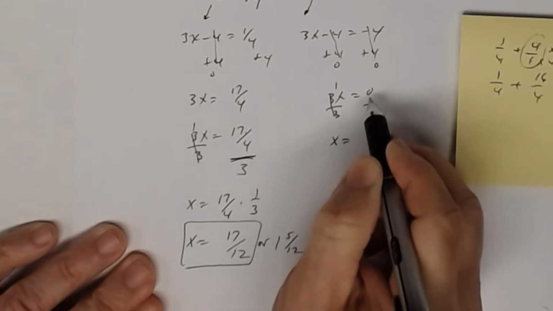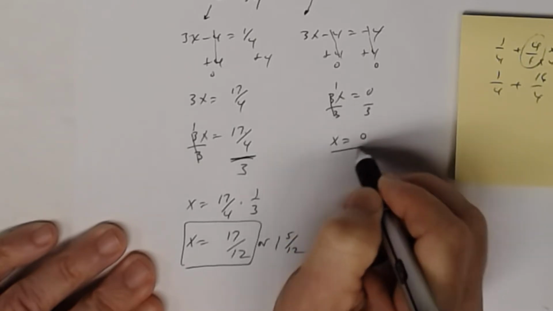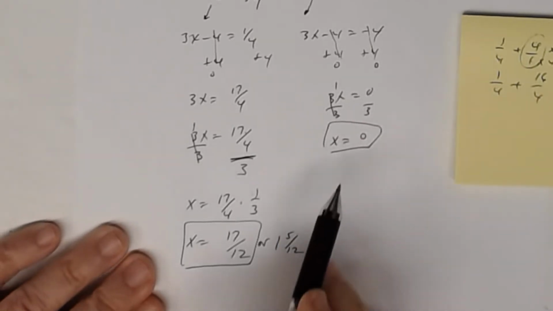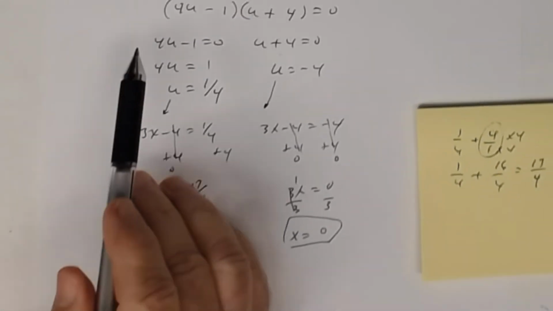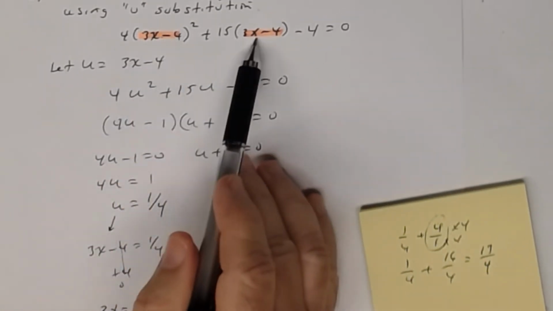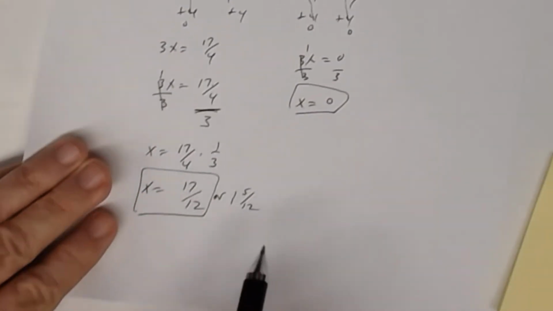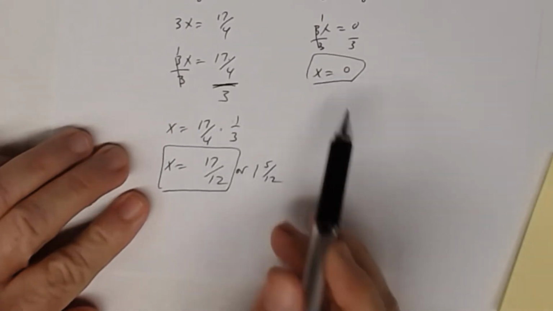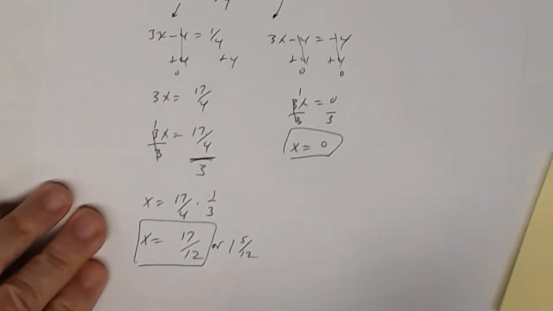So I get x to be, and then 0 divided by 3 is 0. And so those are the solutions to this original equation that had the variable x. And so your solutions are 17/12 and 0. All right, so that was number 8.